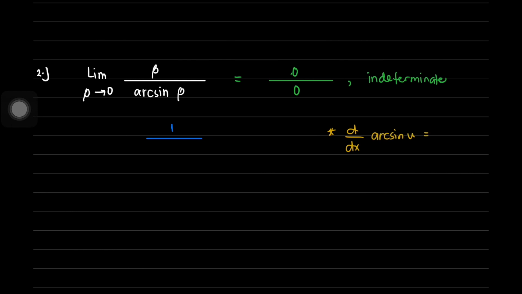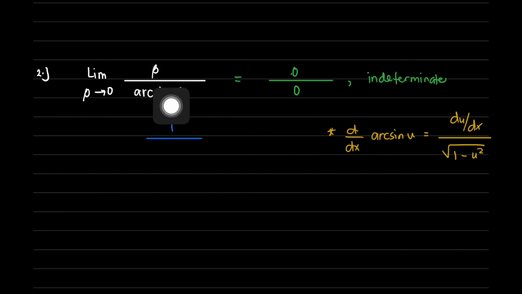Alright, so if we're going to recall, the formula for the derivative with respect to x of arcsine of u is equal to du over dx all over the square root of 1 minus u squared. And our u in this arcsine is beta, so the derivative of beta with respect to beta is equal to 1 all over the square root of 1 minus beta squared.